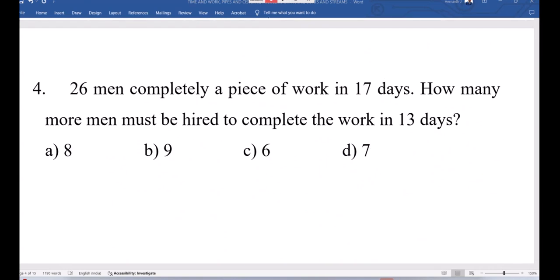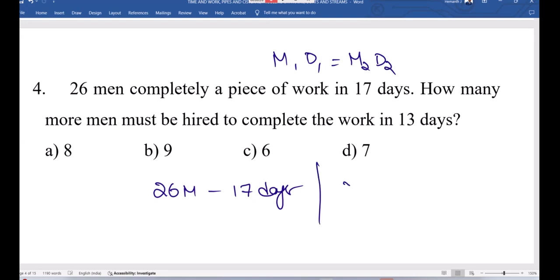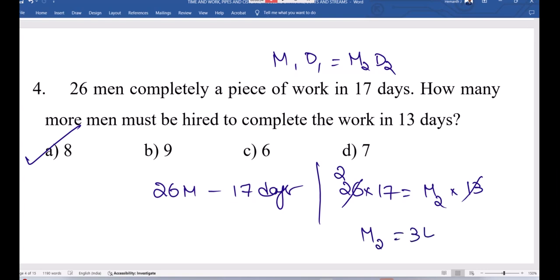Then this fourth question they given: 26 men can complete the work in 17 days. How many more men are required to complete the work in 13 days? See, this is chain rule concept. We can apply M1 D1 equal to M2 D2. 26 men for 17 days, some members for 13 days. You got 34, but 8 more people are sufficient. Already 26 is there. 34 means 8 men are required.